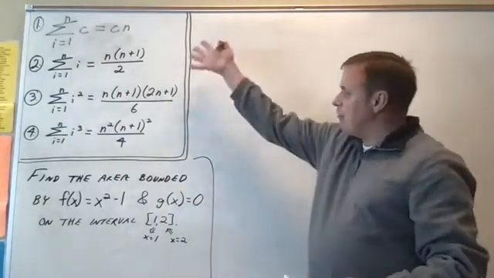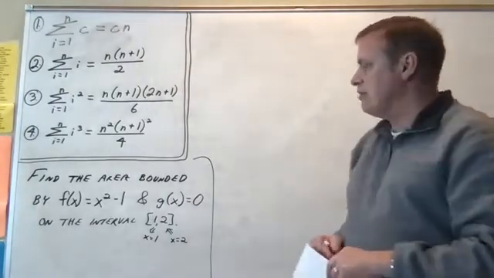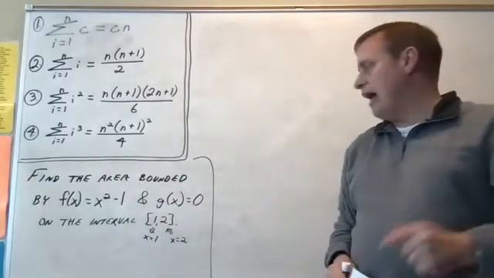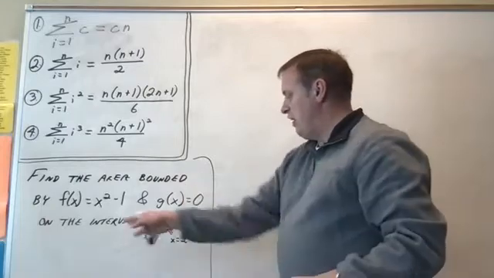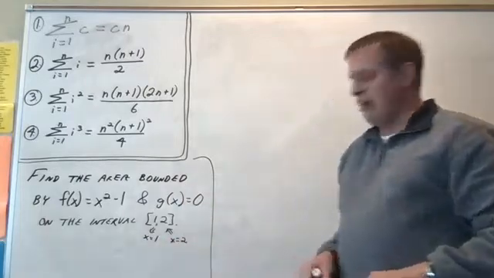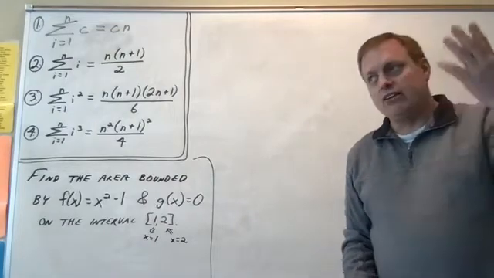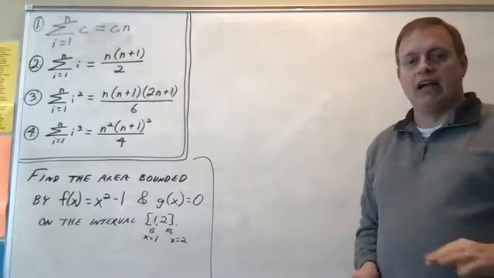So these are the four formulas from the last video. You should have those down. We're going to reference those in this video. And we're going to find the area bounded by the same function from the last, x squared minus 1, the y-axis on the interval x equals 1 to x equals 2. Now last time we looked at using it and creating a summation formula with 4 rectangles.